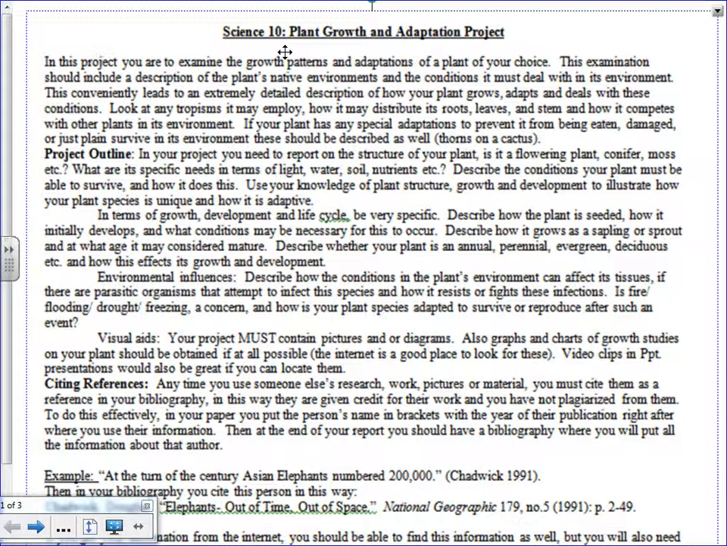If your plant has any other special adaptations that prevent it from being eaten, that would be important, okay? Being able to survive predation by herbivorous organisms would be an important thing that your plant might do. Maybe it's covered in thorns. Maybe it's poisonous, okay? Who knows? All right. So describe all of those.